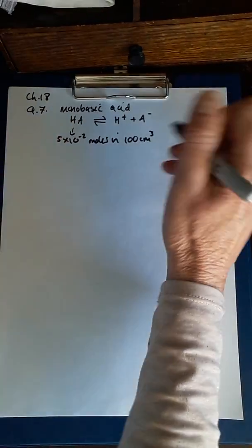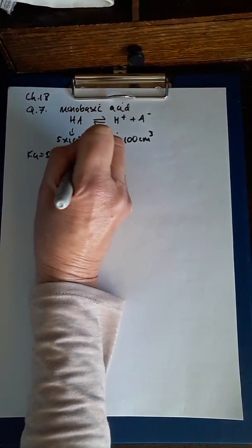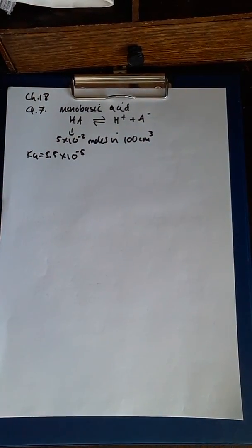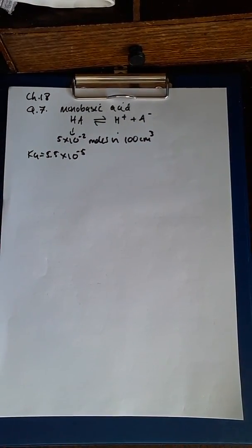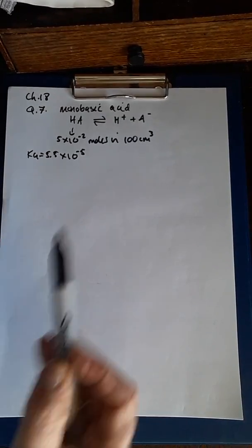acid at room temperature is 5.5 by 10 to the minus 5. So I'm told the Ka is 5.5 by 10 to the minus 5. And it says, find the pH of a solution of this acid containing 5 by 10 to the minus 2 moles in 100 centimetres cubed of solution.